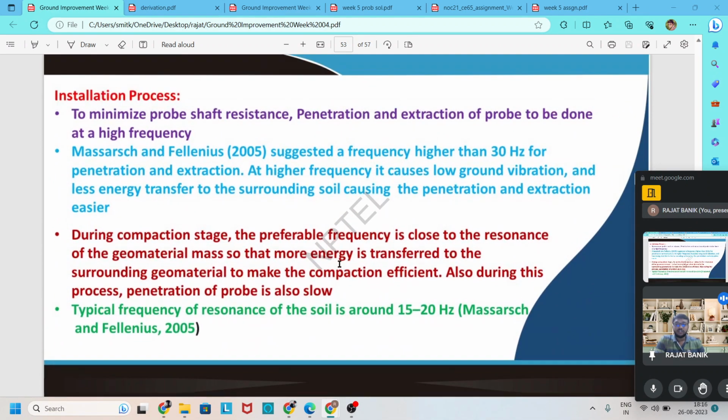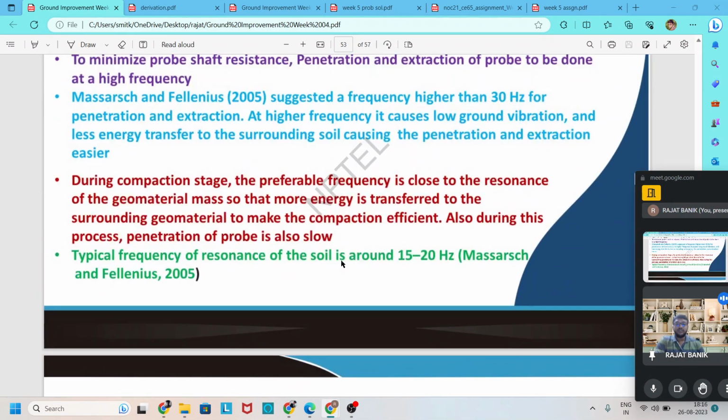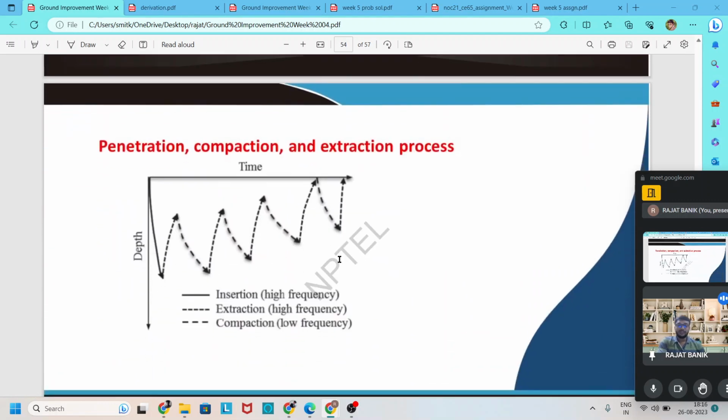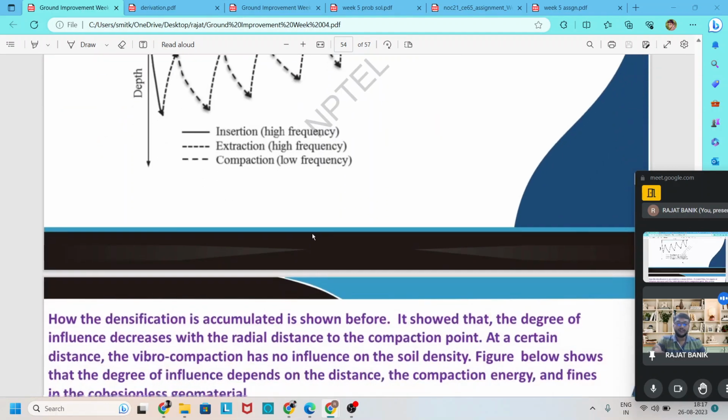Then we discussed the installation process. When we insert the probe, we apply a higher frequency, like 30 hertz, up to the targeted depth. Then the vibration is reduced to 15 to 20 hertz to relate to the soil's natural frequency and resonance. Due to the applied resonance, with low energy we increase the densification. So we insert at high frequency, then compact at low frequency, then extract at high frequency, as in this graph.